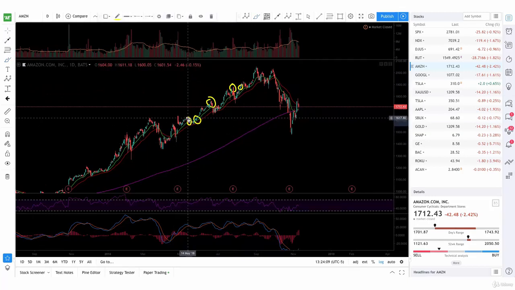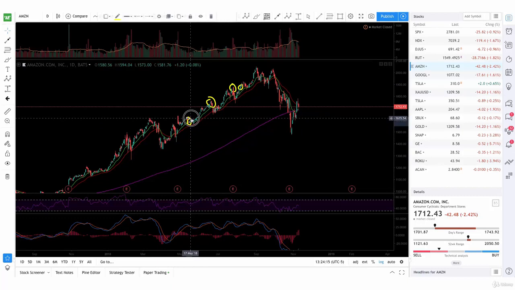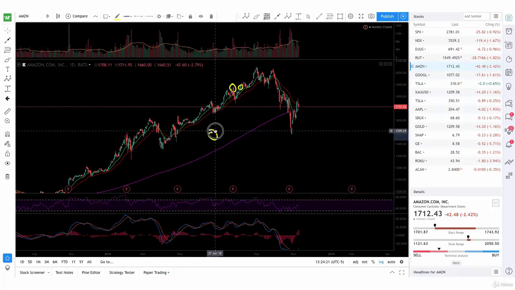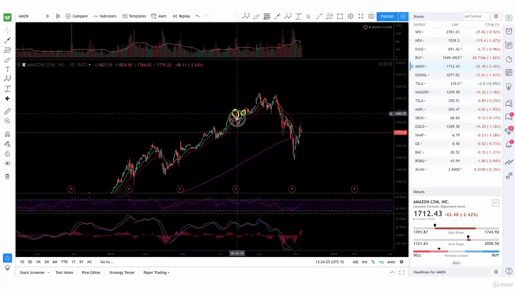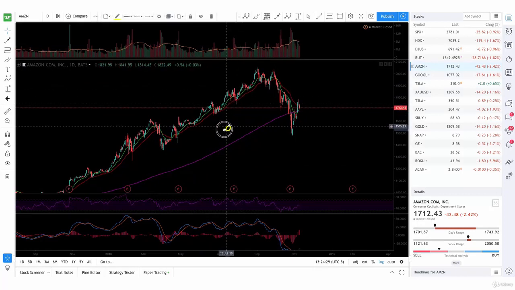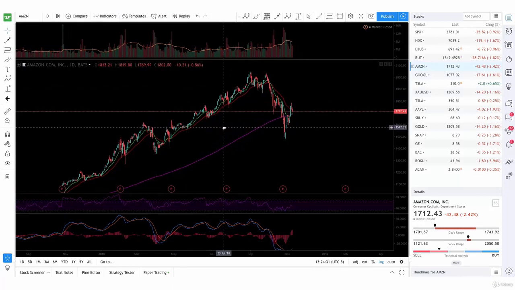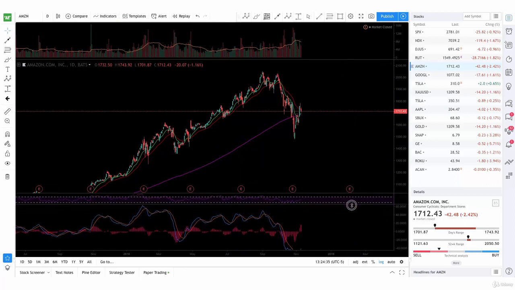Now, another area that we can look at with this, delete all this first, will be a divergence. Okay, so what does this mean? So we can utilize and correlate price action with the MACD indicator to see how the strength of the markets are, and if it looks like it's going to keep going up or down.